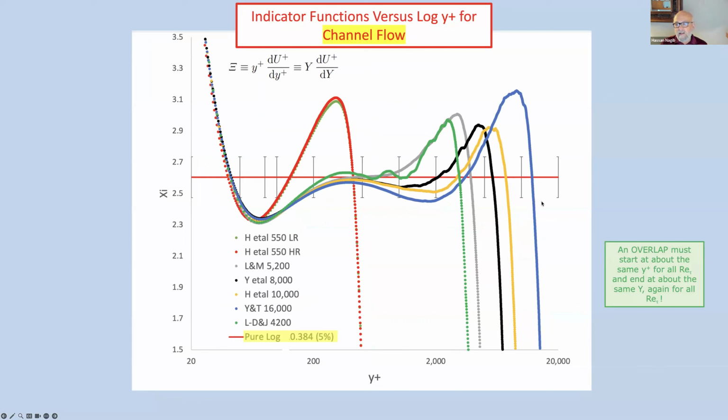And you can see, using plus or minus 5%, none of these curves, except for a very short log part in the Lee and Moser, none of them have a flat region. And remember, an overlap in an asymptotic expansion needs to start, for all Reynolds numbers in the range of parameters, at the same inner variable y plus, and end at the same outer variable. They don't end at the same outer variable. There is not even a log.